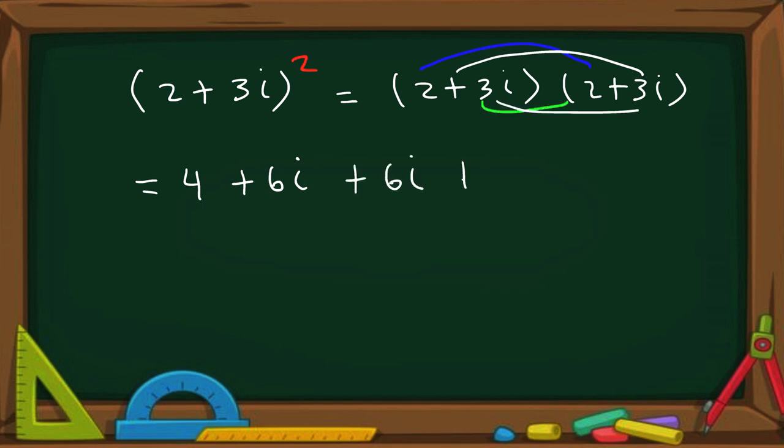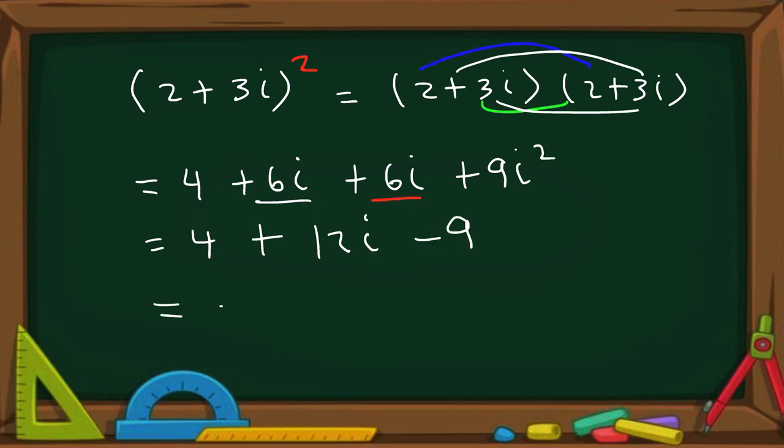And then the last one, 3i times 3i is 9i squared. Now let's combine the two middle terms. So 6i plus 6i, that's equal to positive 12i. 9i squared, that's negative 9, and 4 minus 9 is negative 5. So the answer is negative 5 plus 12i.